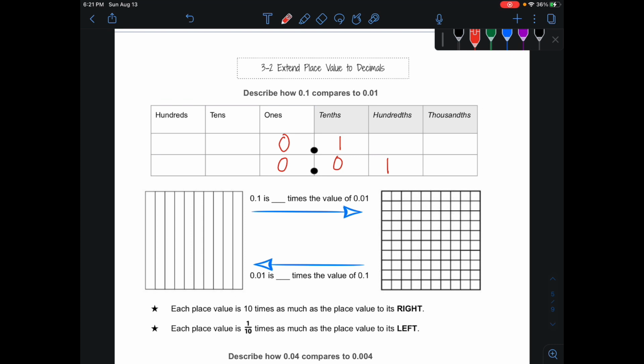Let's represent this into our decimal grids. So this whole grid equals to 1, the number 1. Okay? It takes 10 bars to create one whole. So let's go ahead and fill in for 0.1. 0.1 means 1/10. It is 1/10 of a whole.